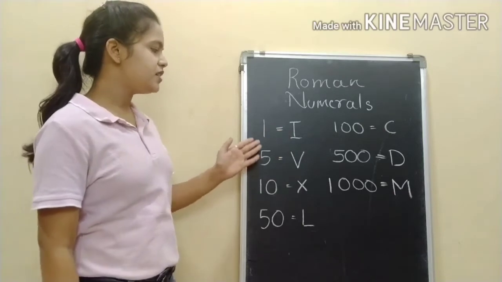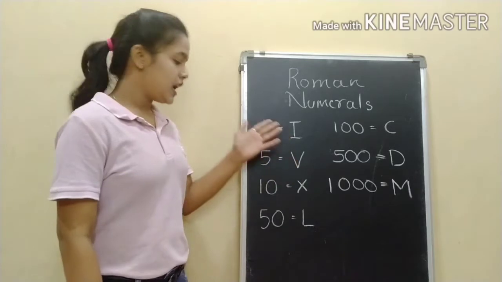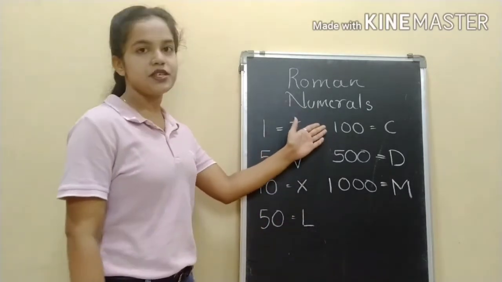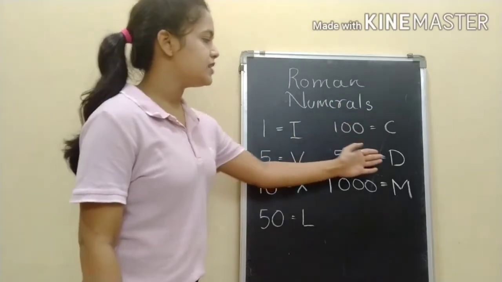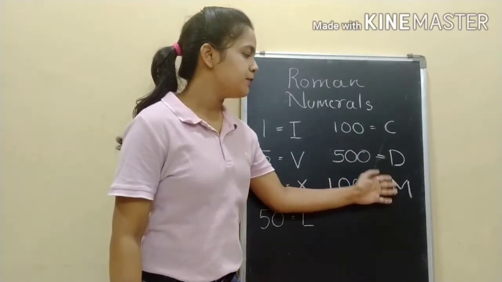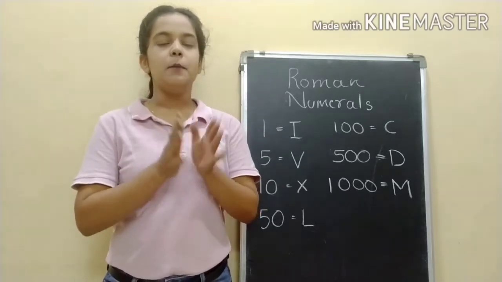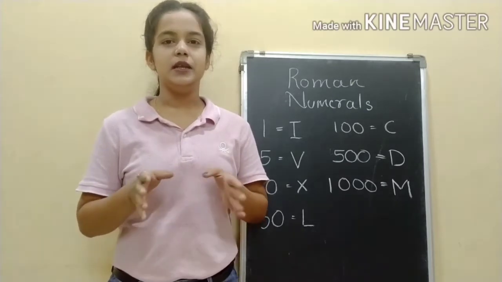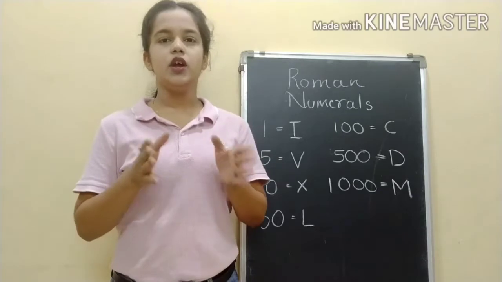Number 5 is represented by the letter V. Number 10 is represented by the letter X. Number 50 is represented by the letter L. Number 100 is represented by the letter C. Number 500 is represented by the letter D. And number 1000 is represented by the letter M. These are the basic Roman numerals which you have to learn by heart or keep in mind to understand the concept very clearly. Let us learn what are rules for writing the Roman numerals.